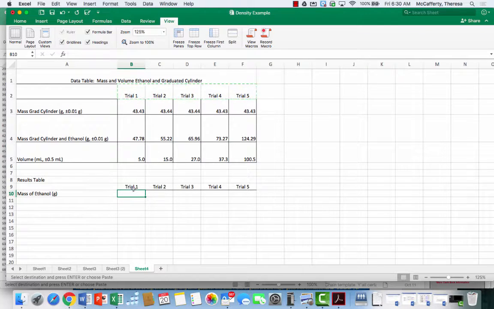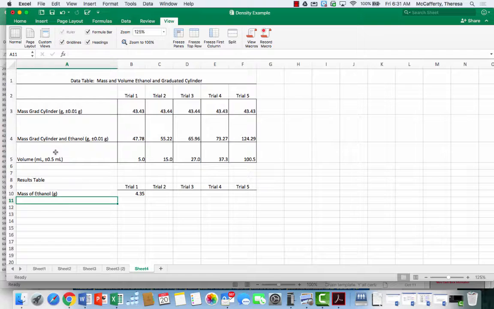So in this cell, what I want to do is take this number and subtract this number. So in this cell, I'm going to put a plus sign, and that tells Excel that I'm going to start a calculation. I want whatever value is in this cell, and then minus whatever value is in this cell. Okay, and that's 4.35. You can double check that to make sure it's correct. All right, so that gives me the mass of ethanol.